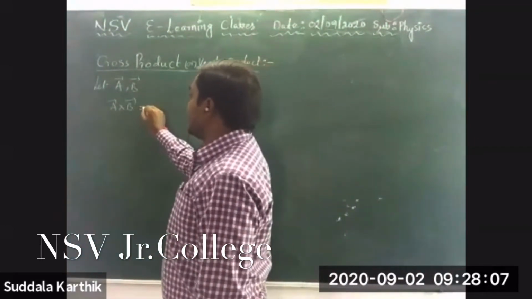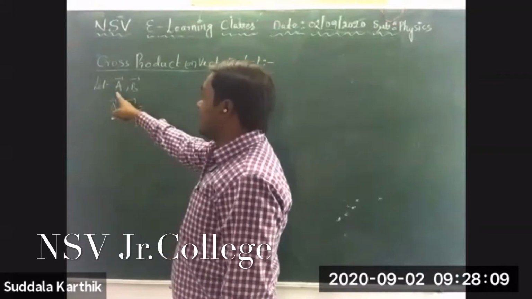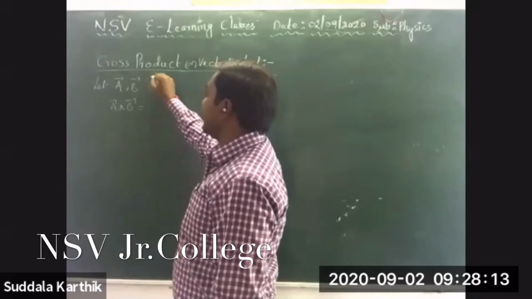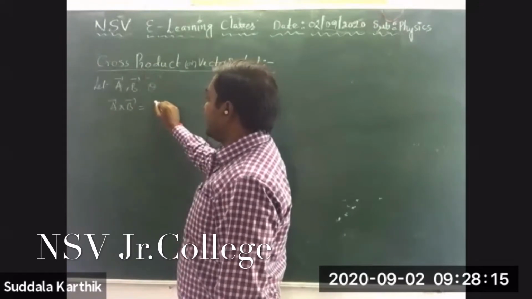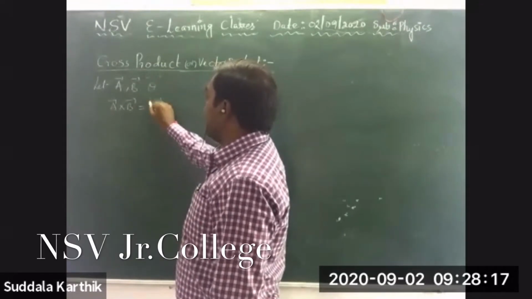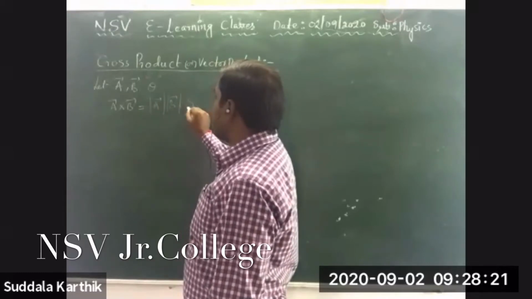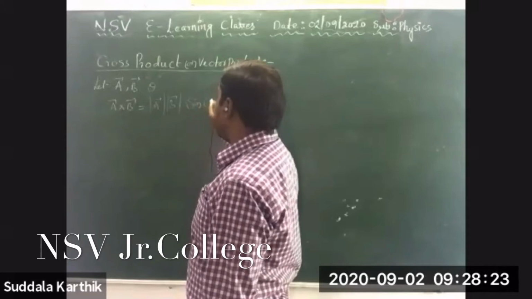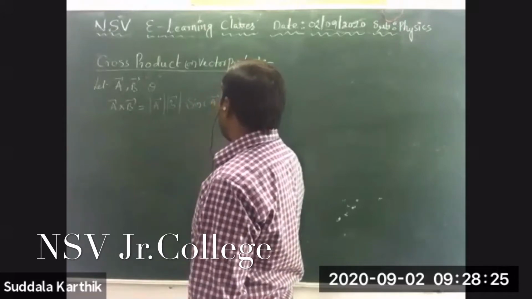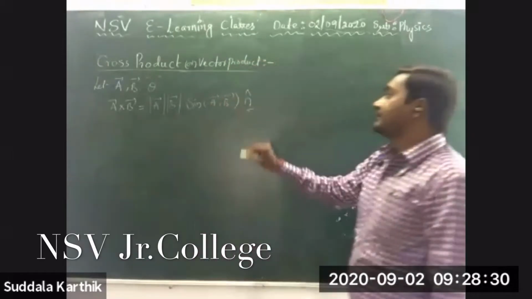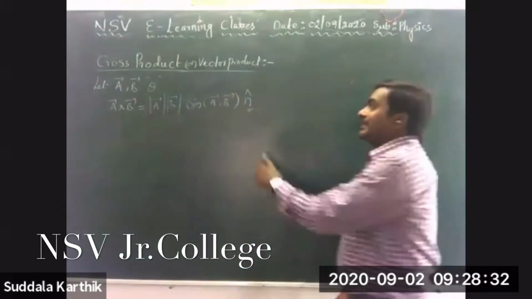Suppose A bar is one vector, B bar is another vector, and the angle between those two vectors is theta. Then A bar cross B bar is equal to magnitude of A bar, magnitude of B bar, sine of the angle between A bar and B bar, into n cap.